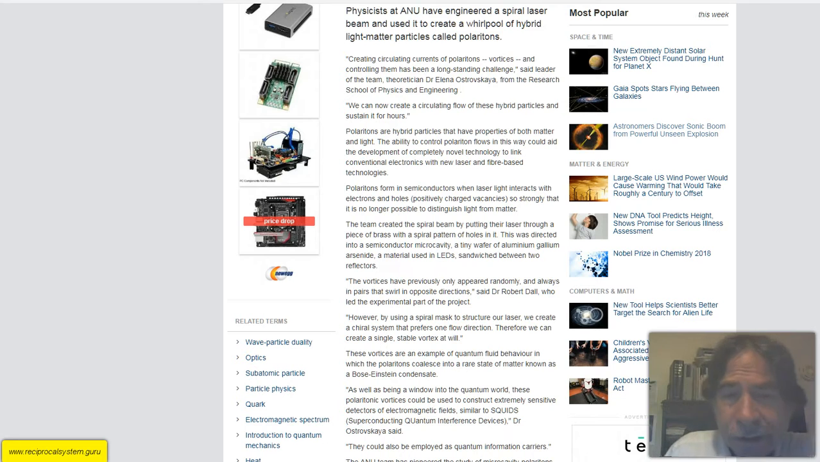Wow, never heard this in college, I bet. We can now create a circulating flow of these hybrid particles and sustain it for hours. So it says here, polaritons are hybrid particles that have properties of both matter and light. The ability to control polariton flows in this way could aid the development of completely novel technology to link conventional electronics with new laser and fiber-based technologies. Polaritons form in semiconductors when laser light interacts with electrons and holes. You know, that's just another mythology of modern physics. Holes are supposedly positively charged vacancies. You know, it's garbage. So strongly that it's no longer possible to distinguish light from matter.